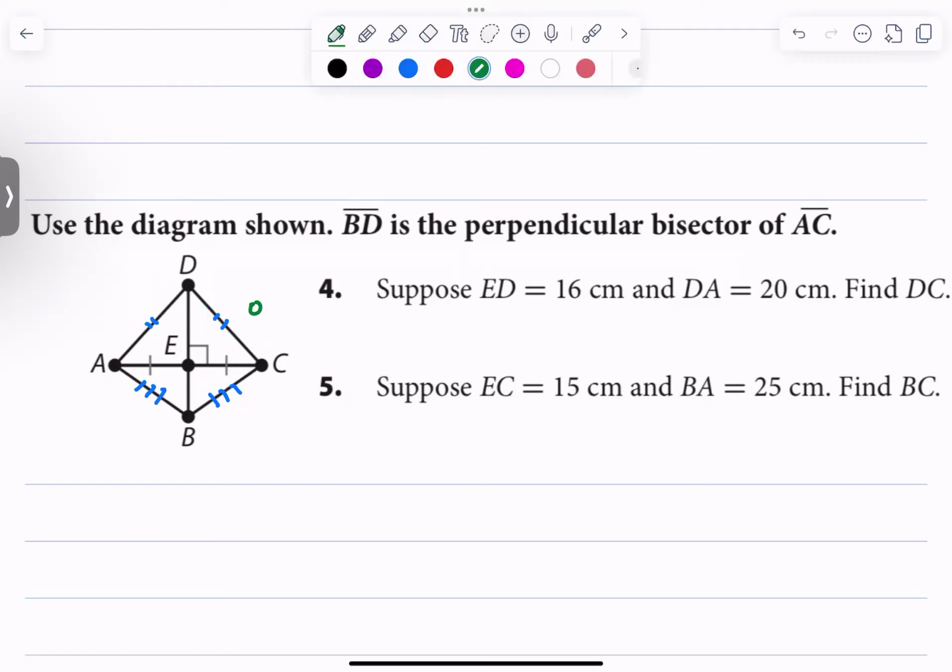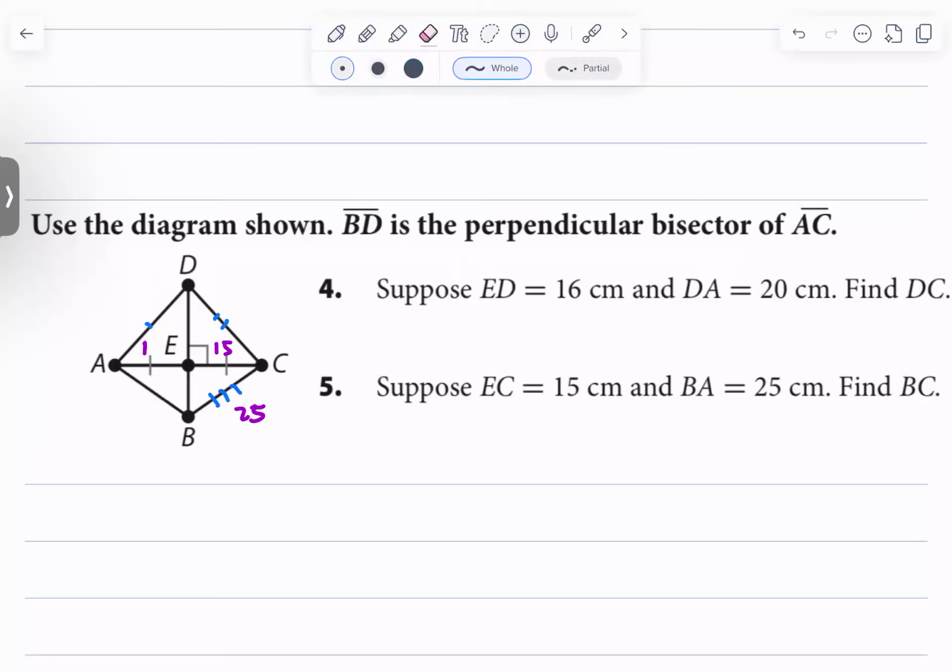Okay. Number 5, EC. Where is EC? EC is 15. So I don't know what I'm looking for, but AE is 15 as well. BA is 25. Find BC. This is also 25. Yeah. Simple. Easy. Questions? What are they? No questions? Okay.